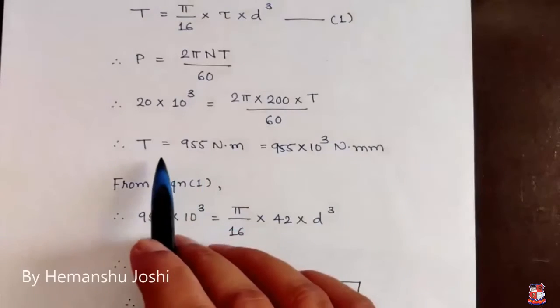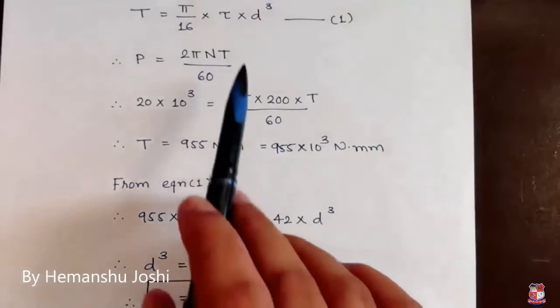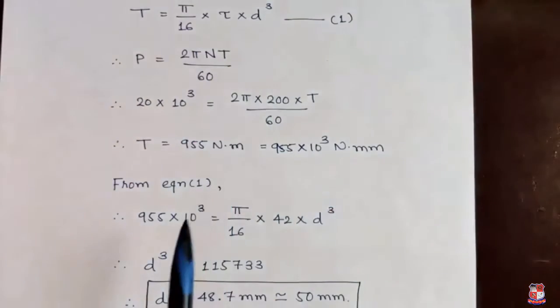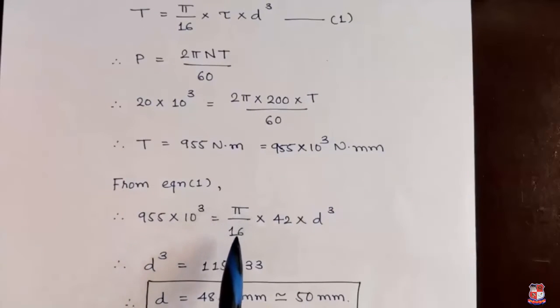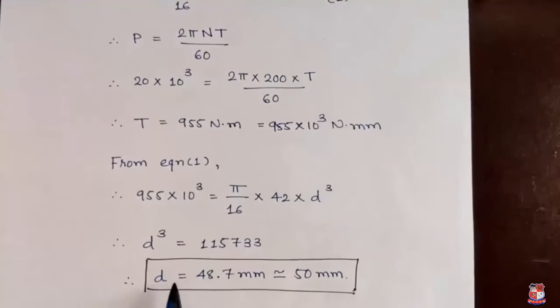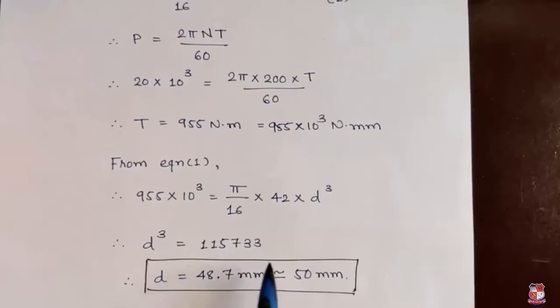In the next step, we will put the value of torque in equation number 1. That is 955 × 10³ = π/16 × 42 Newton per mm², that is our permissible shear stress, × d³. By solving this, we will get d = 48.7 mm, and as per the standard size, the nearest size will be 50 mm. That will be our final answer.